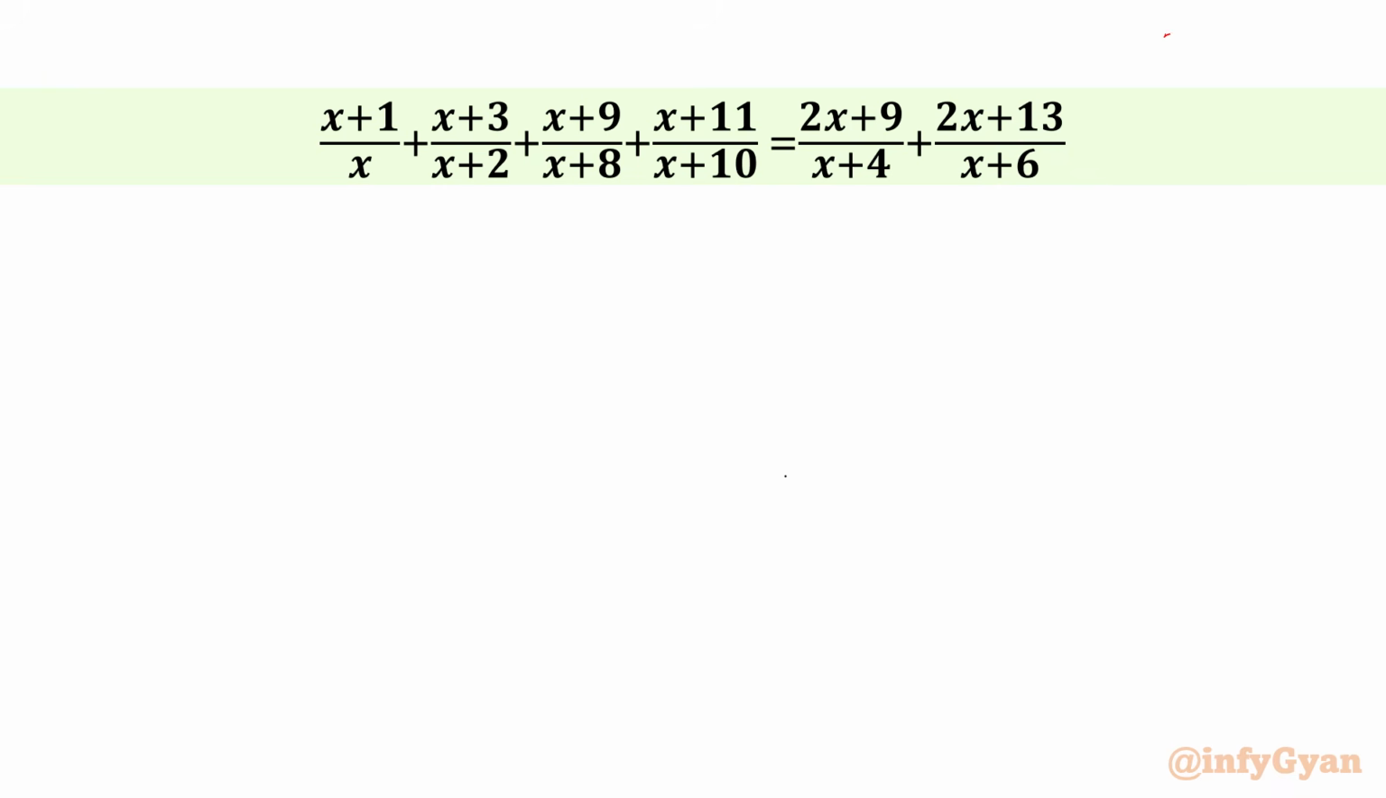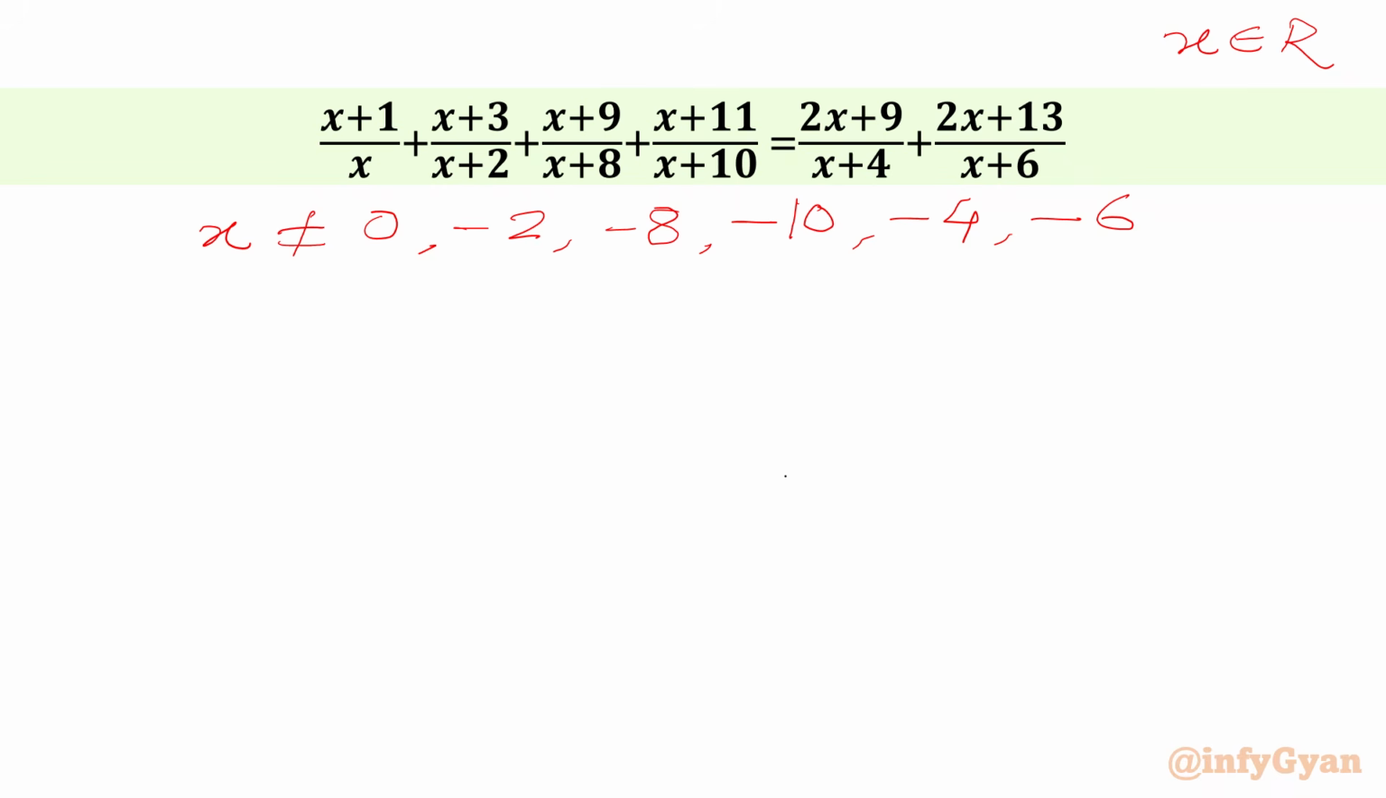We are solving this question from rational equations for the real values of x. Let's get started by writing that our denominators cannot be 0. So x cannot be 0, cannot be -2, cannot be -8, cannot be -10, cannot be -4, and can't be -6.